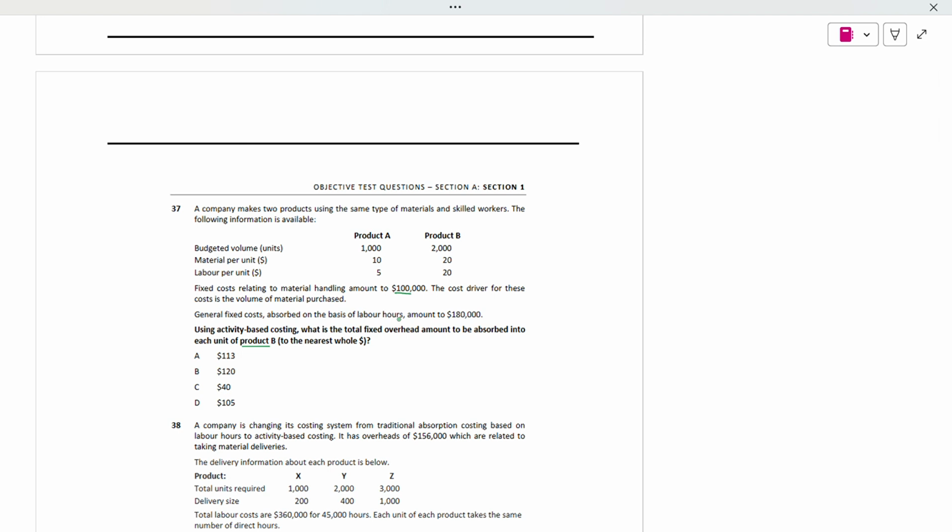Fixed cost is 100. The cost driver is what? Volume. Cost is the volume of material purchased. General fixed cost absorbed on the basis of labor hours. How much is there? 180. ABC, what is the total fixed overhead amount to be absorbed? How do we have to do it, tell me. Try, I am here to help you.